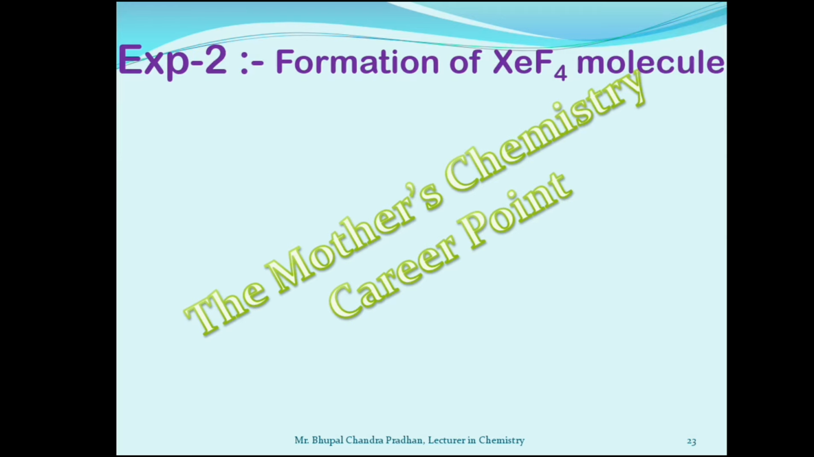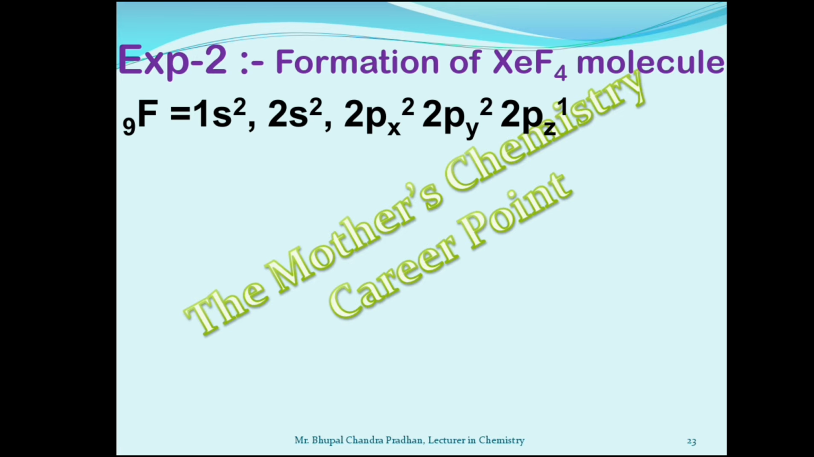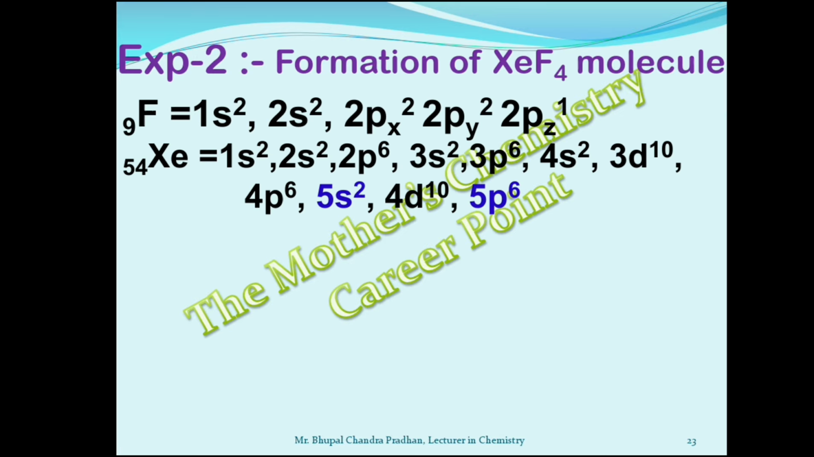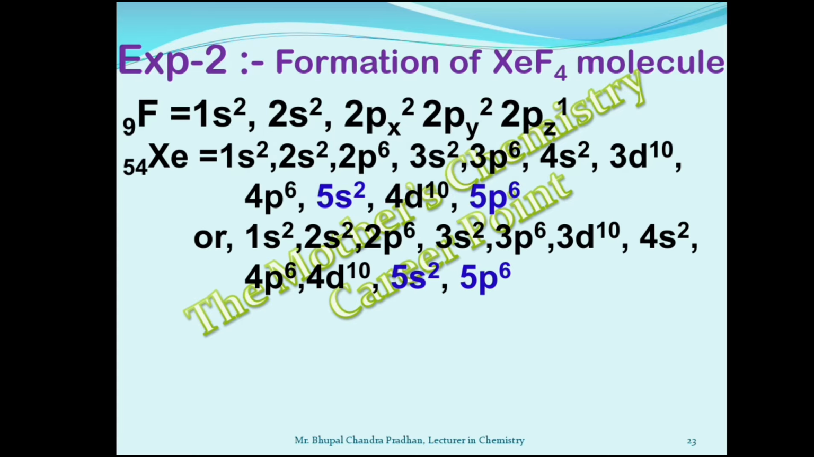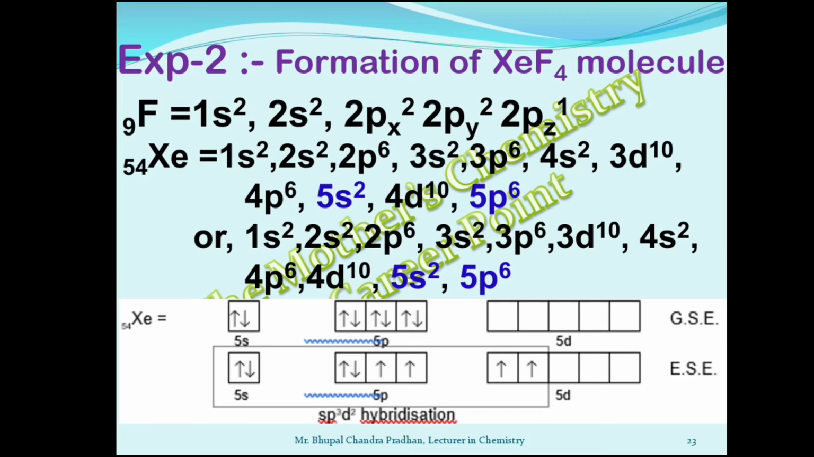Another example can also be taken: formation of the xenon tetrafluoride molecule. First we have to draw the electronic configuration of fluorine and xenon. After that, we have to go for the hybridization. Xenon in the ground state contains 5s2 and 5p6 in the outermost shell electronic configuration. So one of the electrons from 5pz is excited and 5py is excited to vacant 5d orbitals.